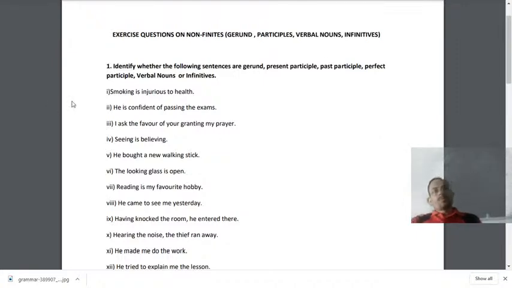So this question is open to all. Let me see who responds first. Smoking is injurious to health. Tell me here, is smoking a gerund or a present participle, and you've got to tell the reason also why it's so. So come on, the question is open for all of you.